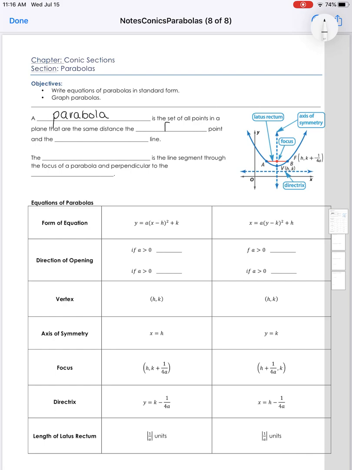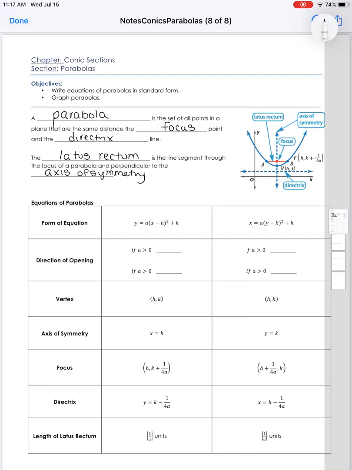So, starting again, a parabola is the set of all points in a plane that are the same distance away from the focus point and the directrix line. And the last one is the latus rectum, which is the line segment through the focus of a parabola and perpendicular to the axis of symmetry.